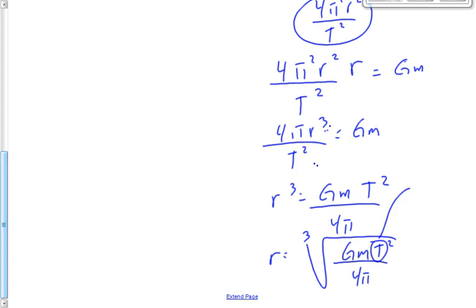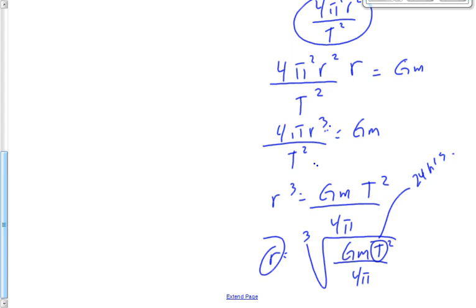What's T? What's the period? If it maintains the same position above the Earth, and the Earth makes one rotation on its axis in 24 hours, then how long does it take the satellite to go around the Earth? 24 hours, which we've got to convert to seconds. So get r, that's the distance from the center, then let's subtract the radius of the Earth from that.